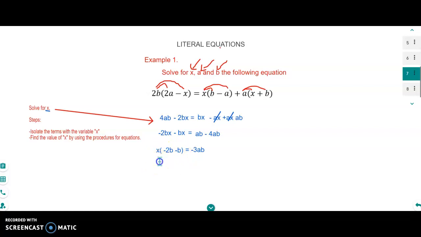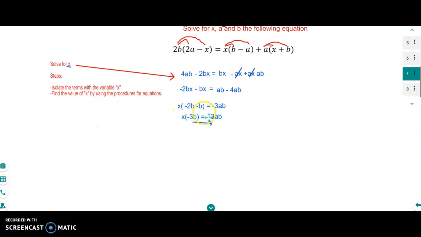Now, look, the last step, this term, minus 2b minus b, we can subtract, so it will be x times minus 3b equals minus 3ab, all right? Now, this term is multiplying the variable x, so we can isolate the value of x. So minus 3b comes to the other side to divide, and the negative sign we have, this is negative and this is negative, so this result will be positive.